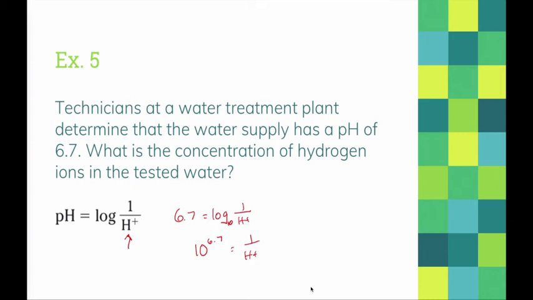And so then we solve for H plus in this equation, which means that H plus is going to be 1 over 10 to the 6.7, which is 1.99 times 10 to the negative 7th.